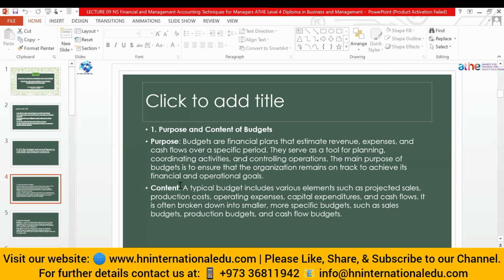The first point from your indicative content for this part was purpose and the content of the budgets. So let's start with the purpose. Budgets are the financial plans that estimate revenue, expenses, and cash flows over a specific period. Now, the specific period indicates here it could be a year, it could be 6 months, a week, a day, a month, or a quarterly period as well.